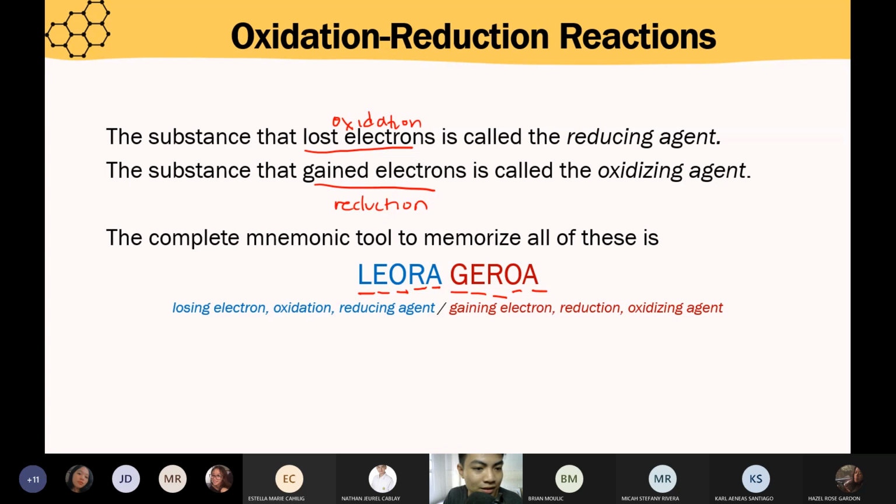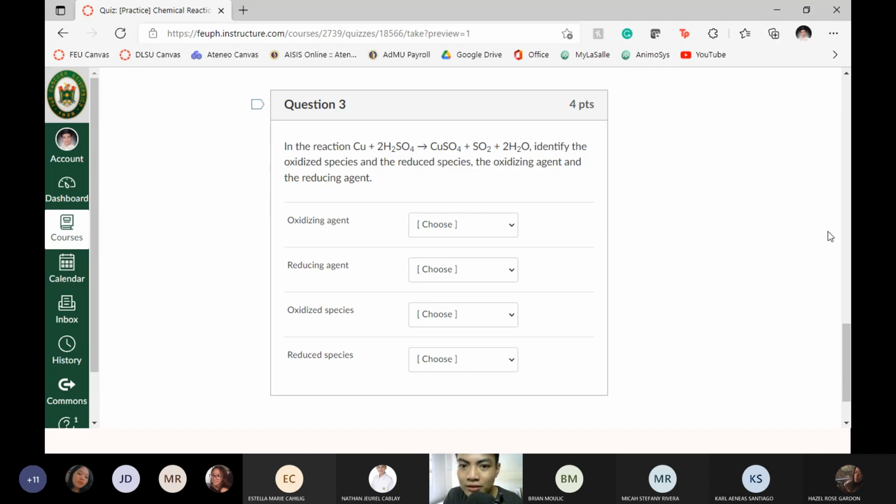So, for example, this is what the quiz looks like. There's one like this in the quiz. In the reaction of copper, sulfuric acid, copper sulfate, oxygen, water, identify the oxidized species and the reduced species, the oxidizing agent and the reducing agent. So, how do you do this? When you see the term agent, that refers only to the reactants. You have 5 choices, right? A, B, C, D, E.